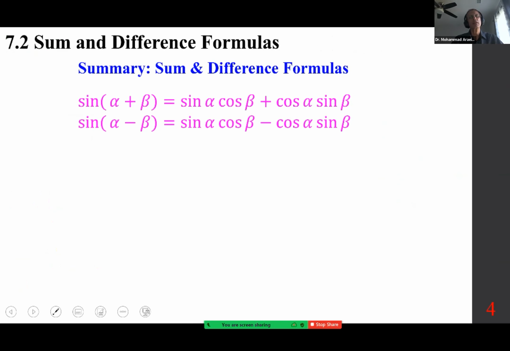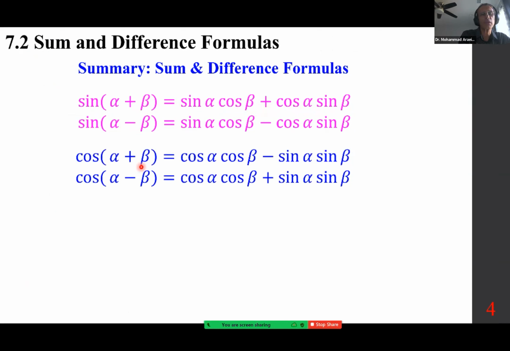We are going to look at the sum and difference formulas. Sine of alpha plus beta is sine alpha cosine beta plus cosine alpha sine beta, and for sine of alpha minus beta, basically you replace the beta with negative beta and this becomes negative. For cosine of alpha plus beta, we get cosine alpha cosine beta minus sine alpha sine beta. For cosine of alpha minus beta, we get the same thing with the plus sign here.